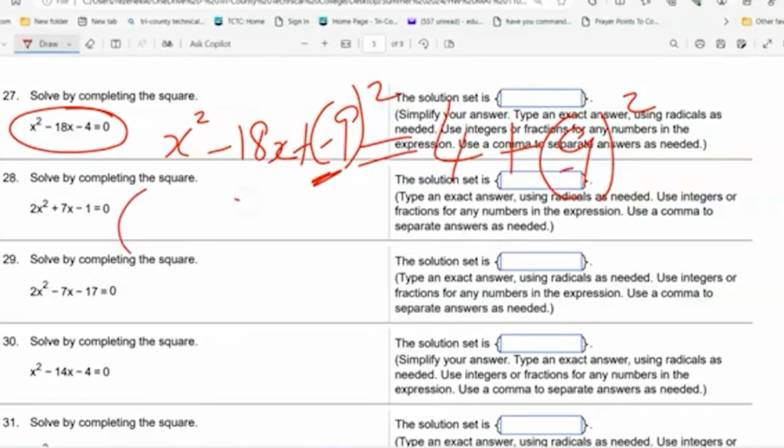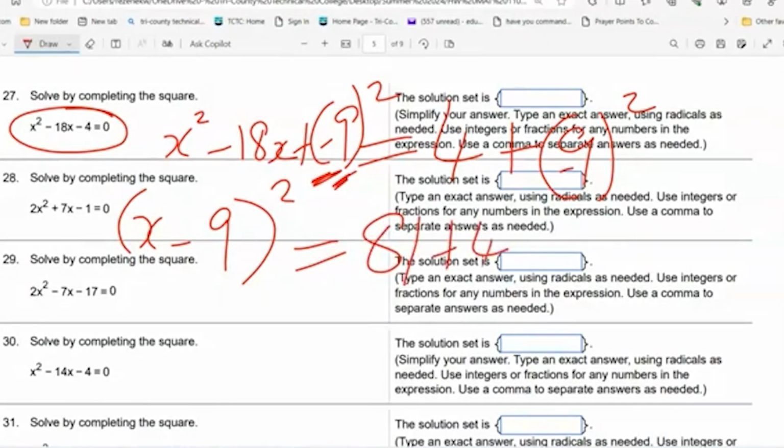Now I open a parenthesis on the left-hand side. Pick the x, pick the 9 here. Remember there is a negative there, squared. On the right-hand side, I will simplify. Negative 9 squared is 81. 81 plus 4, if I add them together, I have 85. Therefore, (x minus 9) squared is equal to 85.